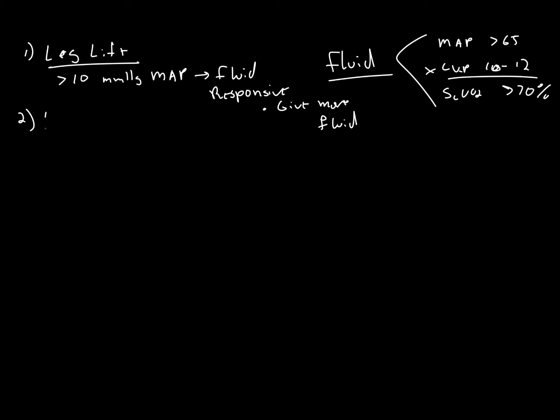The second way is to do ultrasound. All right. And I'm sure you guys have seen your intensivists do this. Basically, you're going to put an ultrasound by their IVC, so around their diaphragm area, down their belly. And you're going to see a few different things.